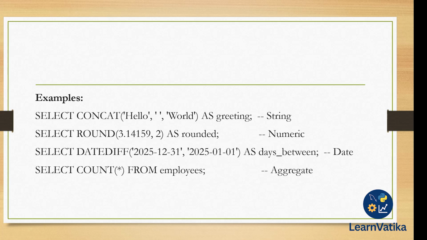Okay, so these are a few examples of built-in functions you can see on the screen. Like SELECT CONCAT, we use CONCAT to concatenate two strings, the way it is given on the screen. Then we have the ROUND function to round off a decimal number. Then to get the difference between two dates, we have the DATEDIFF function. And the last one is the COUNT function, which is an aggregate function.